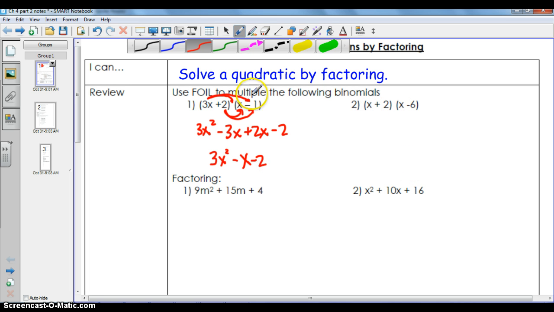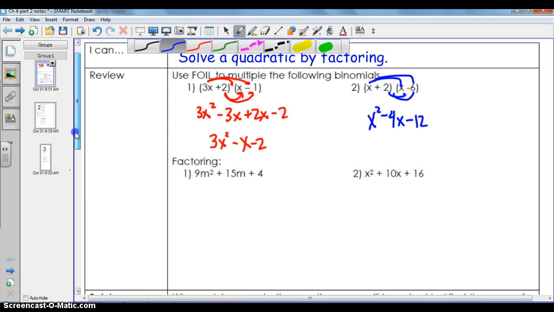All right, you try number 2. Pause, FOIL, then check when you're ready. Should have gotten x squared minus 4x minus 12 after you FOIL. First, outer, inner, last. Then combine like terms.